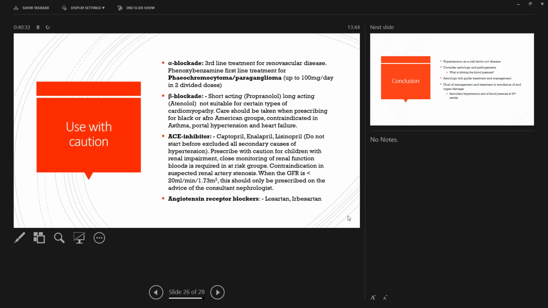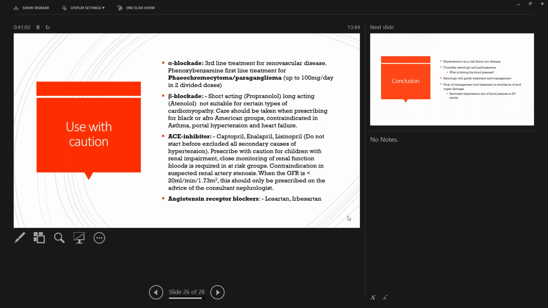So what other medications do we have as options? So you have your alpha blockades. These are mostly used as third-line treatments now for renovascular disease. And then for your specifics, so your renal adrenal tumours such as pheochromocytomas and paragangliomas, they use phenoxybenzamine as a first-line treatment. Beta blockers are also another one, so short-acting can be propranolol, long-acting can be atenolol.